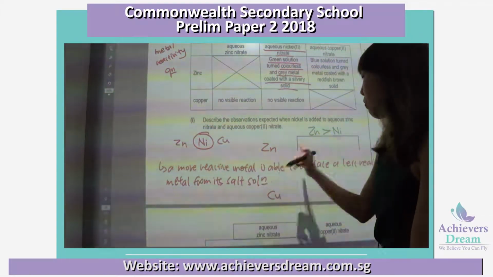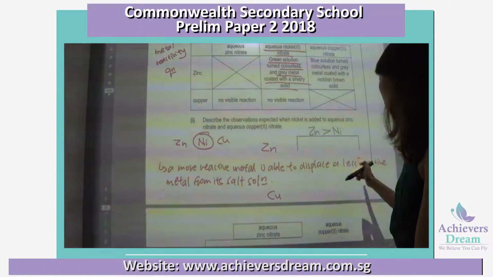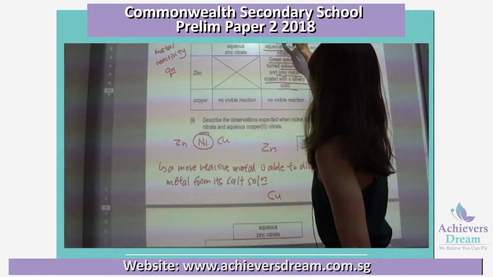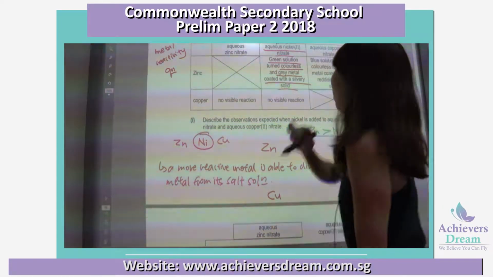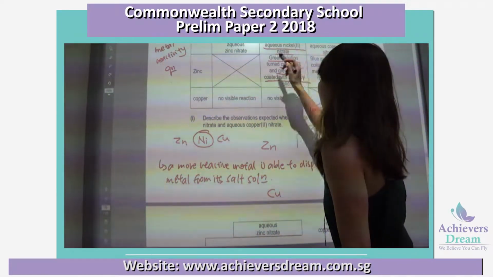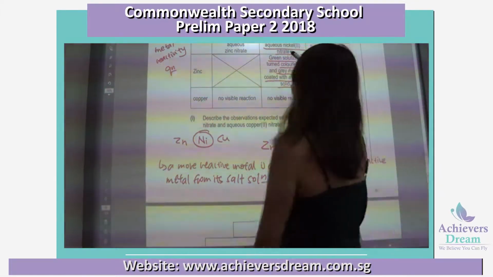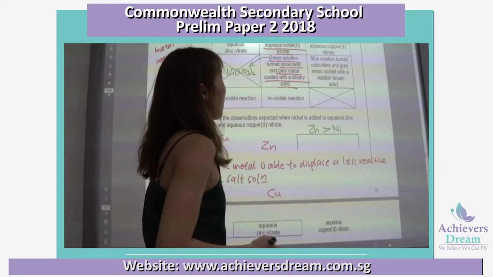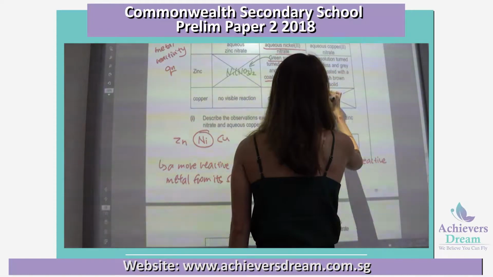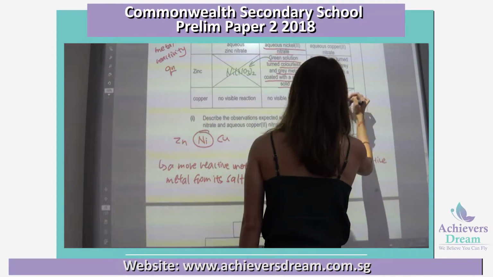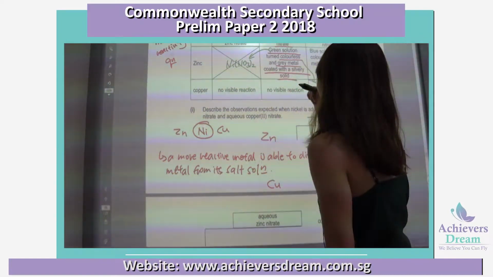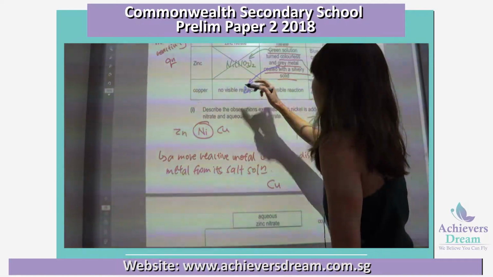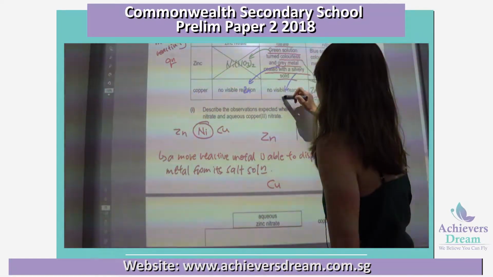So zinc, being more reactive than nickel, is able to displace nickel from its salt solution, which is aqueous nickel nitrate, correct? So that's why there's a change. The green solution will turn colorless. This green solution refers to your nickel nitrate, correct? So it turns colorless because it has formed zinc nitrate. And a grey metal is coated with a silvery solid. Same thing, this grey metal is due to zinc, correct? And this silvery solid is nickel.